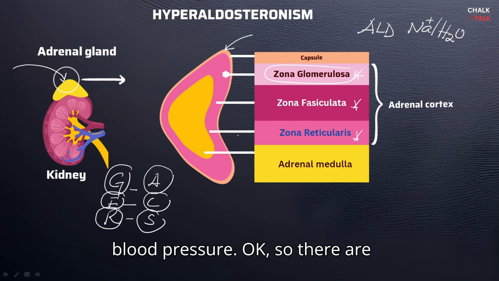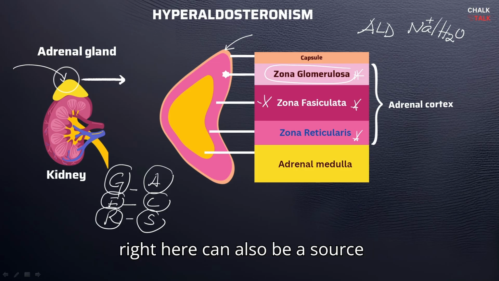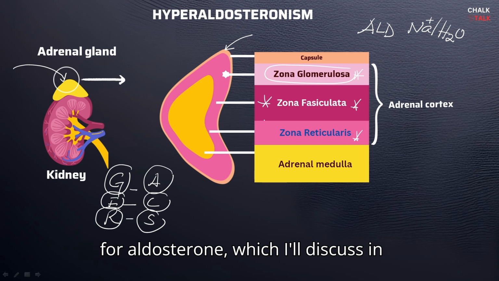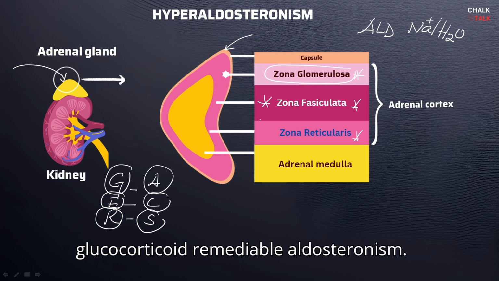Okay, so there are times also when the zona fasciculata right here can also be a source for aldosterone, which I'll discuss in another video, a condition we call glucocorticoid remediable aldosteronism.